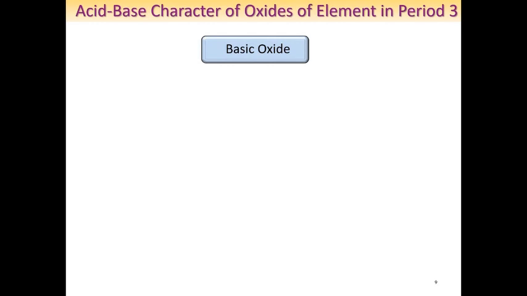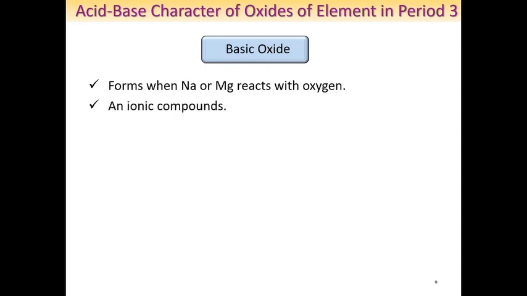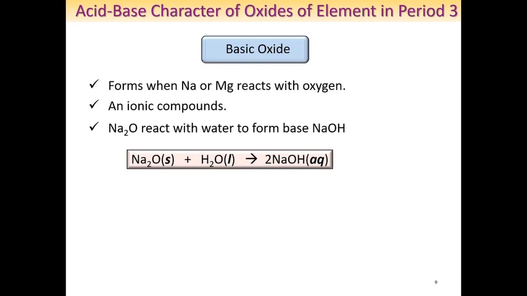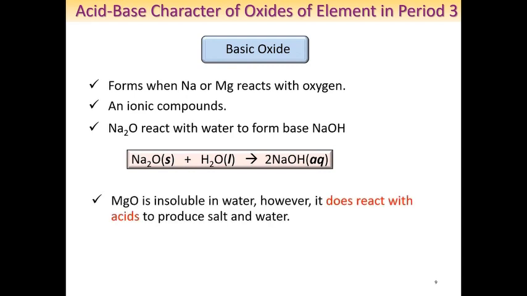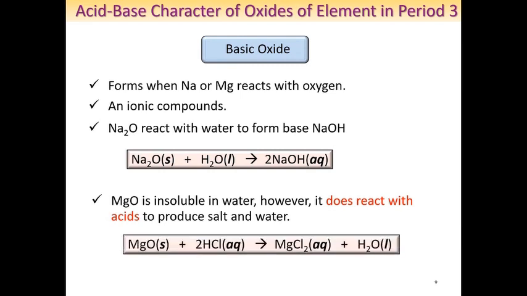First, we discuss basic oxide. Basic oxide forms when sodium or magnesium reacts with oxygen. The type of compound that they form is an ionic compound. Sodium oxide reacts with water to form the base sodium hydroxide. Refer to the equation. Sodium oxide reacts with water to form sodium hydroxide solution. But magnesium oxide is insoluble in water. However, it does react with acid to produce salt and water. By using the equation, magnesium oxide reacts with hydrochloric acid to produce salt and water.